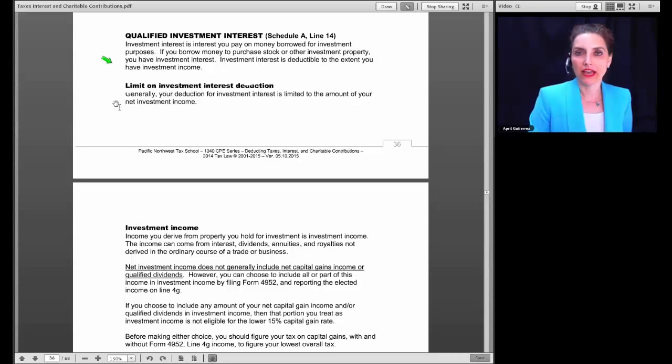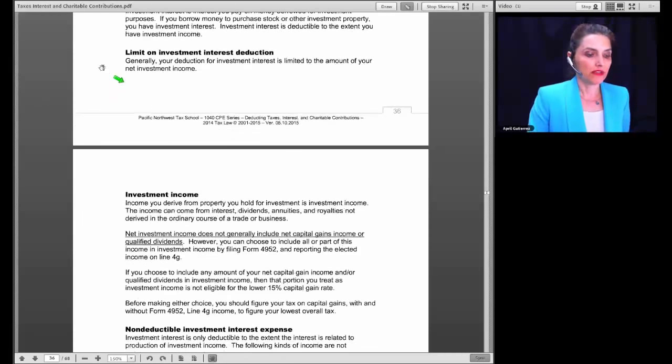Typically, when you're looking at brokerage statements provided by investment firms, investment interest is referred to as margin interest, but it could be that you've borrowed money from other sources outside of the brokerage firm, and if you did that, you would need to track your investment interest on your own. There is a limit on the amount of investment interest deduction that you are allowed to claim, and it is typically equal to your net investment income.